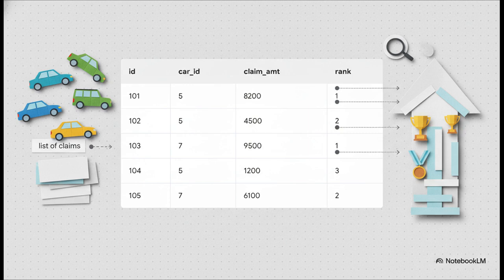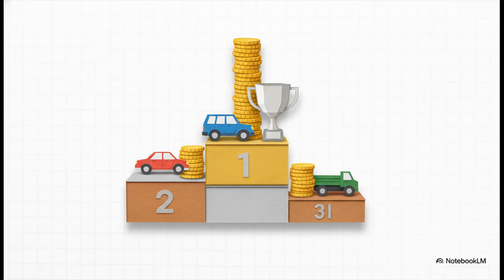Okay, check this out. On the left, we've got a simple list of claims, pretty standard. But look at the right. After we apply a window function, notice that new rank column. The query has looked at each car type separately, it's partitioned by car type, and then it ranked the claims by amount. Just like that, we can see the most expensive claim, the second, and so on for every single type of car. I mean, this is a total game changer.